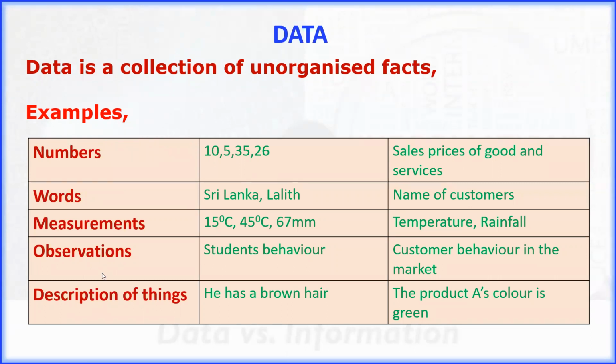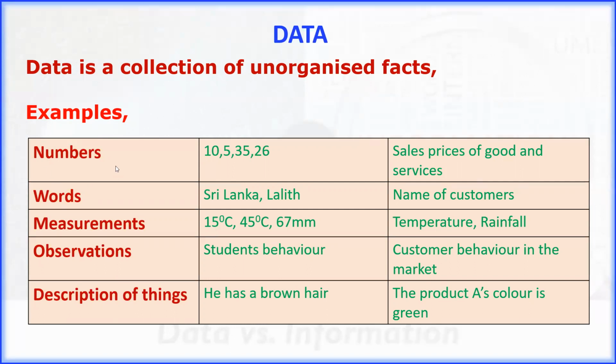Then another form is observation. Observation data. Right? The student behaviors or customer behaviors in the market. Then description of things. Description, that's also some kind of data. By looking at someone, you can say his or her hair color. Right? Then product A's color is green. In that way, you can identify the data.